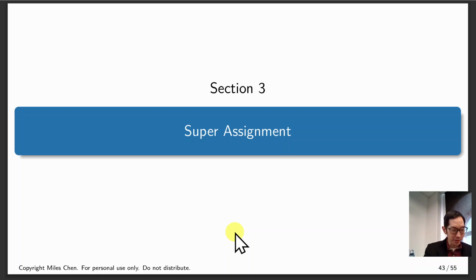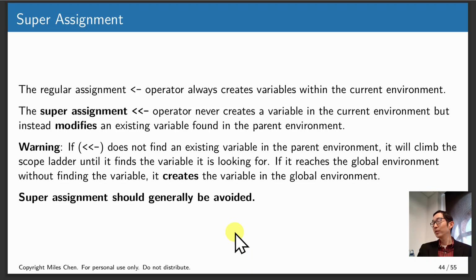B is your third view quiz answer. Okay, so super assignment is this basically double arrow, right? And sometimes you will see it exist in other people's code. But you yourself, you should probably never use super assignment.